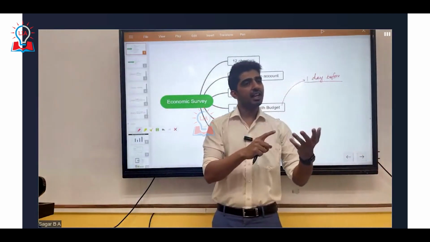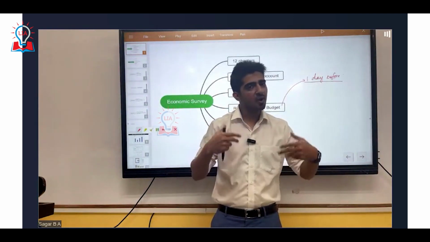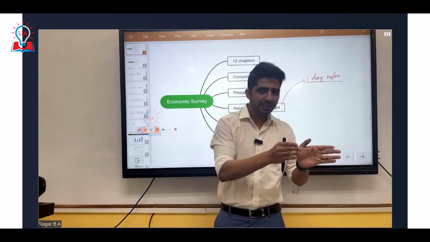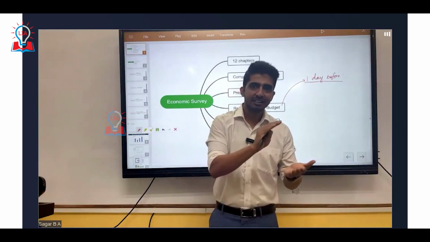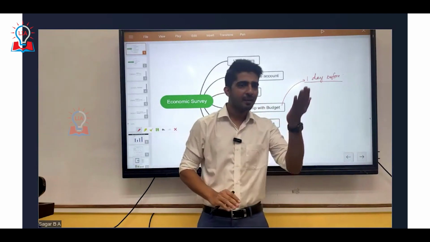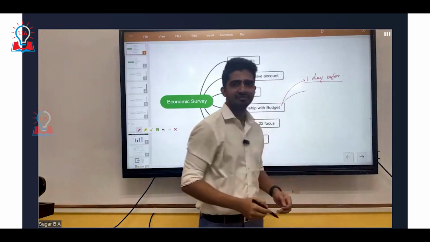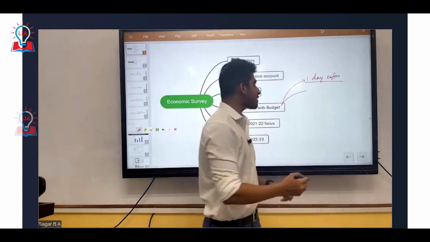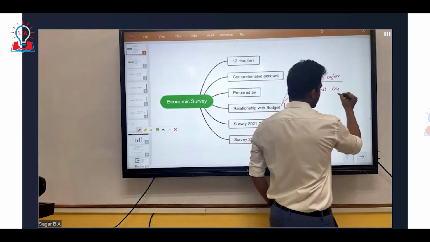What does the economic survey do? It covers all the sectors. It gives the information about all the sectors of the past, present and the future. Basically, it has suggestions as well. These are the challenges. This is supposed to be done. This is what the economic survey does. Based on this, the budget is prepared. Budget is prepared on the basis of inputs given by the economic survey.